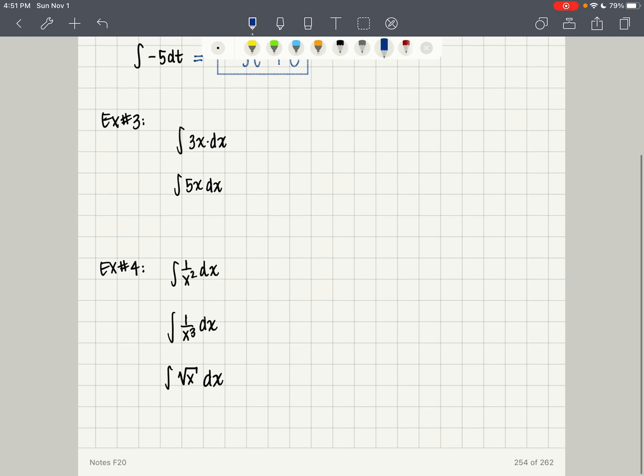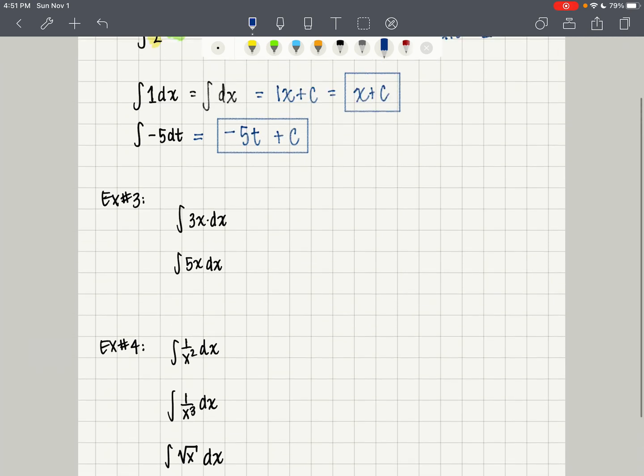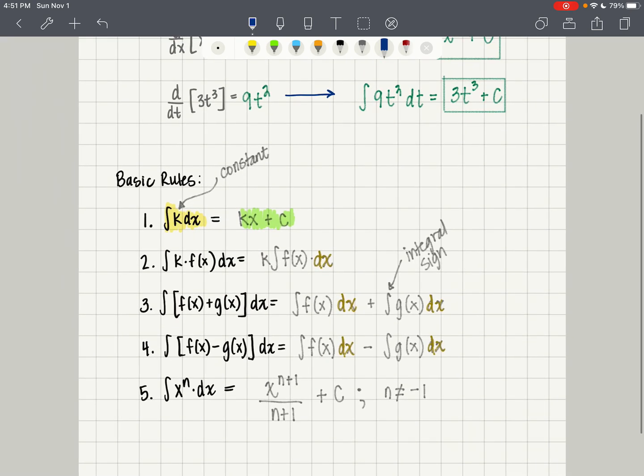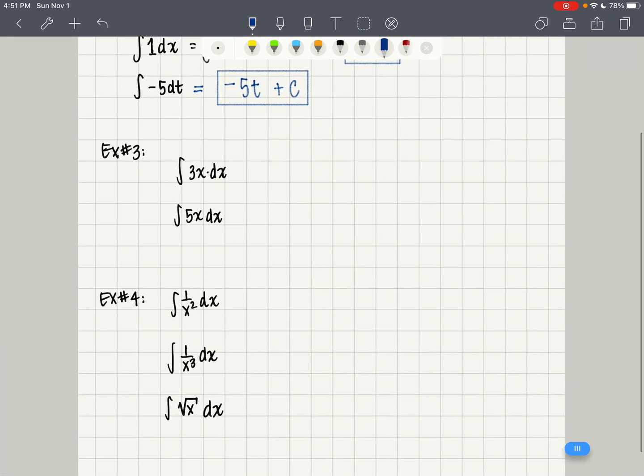Okay, example 3 and example 4, we're going to come back in the next video and work with those. So rule number 1, hopefully we've got under our belt. Now we're going to go to rule number 5. We're going to work with rule number 5 and maybe even rule number 2. Rule number 2 and rule number 5 are what's coming up in the next video.